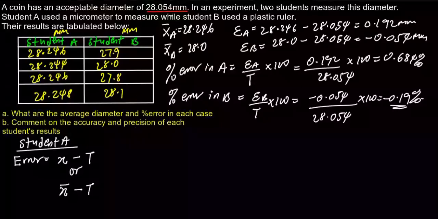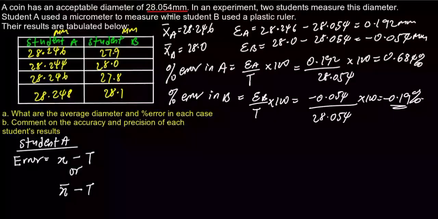So now since I've gotten this, I can comment on accuracy. Remember, accuracy is always in terms of error, while precision is always in terms of deviation. Now I've gotten my error, I can comment on my accuracy. How will you comment on your accuracy? Can you do that? Pause the video to attempt the question.